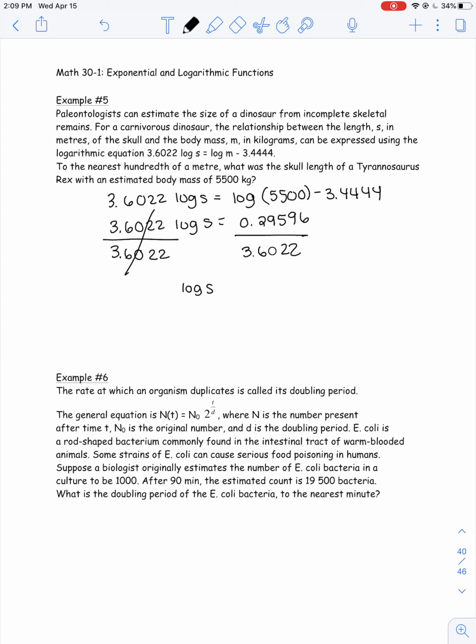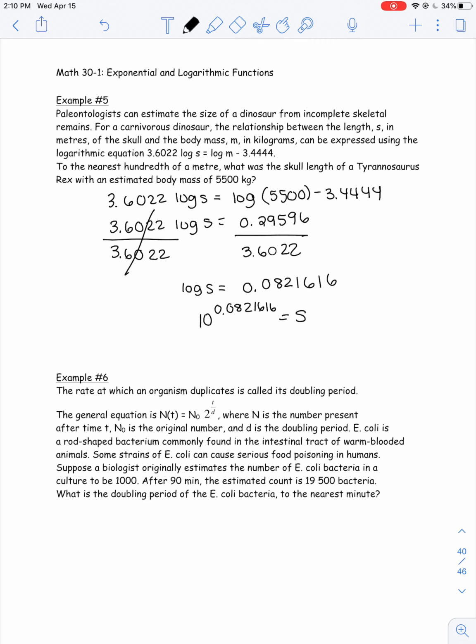So that gives me that log s is equal to 0.0821616. And lastly, I just need to get s by itself. So what I can do is I can change this to exponential form if I want to. So I can go, the base, if you don't see it, is a 10. So it's going to be 10 to the power of your answer. And that's equal to s.